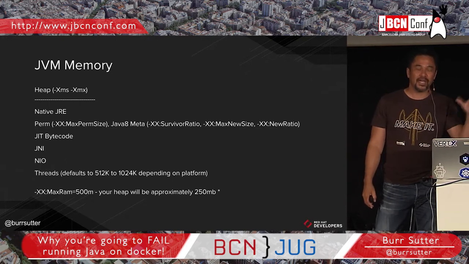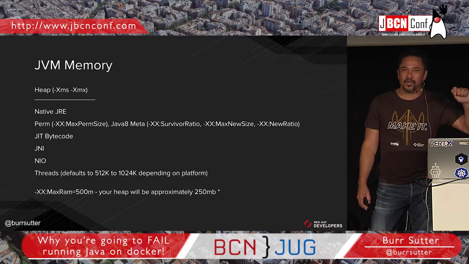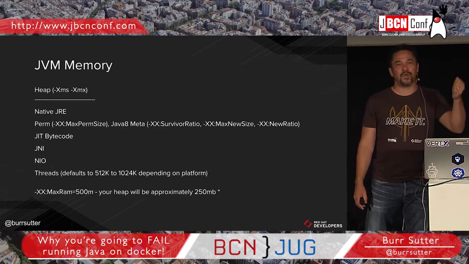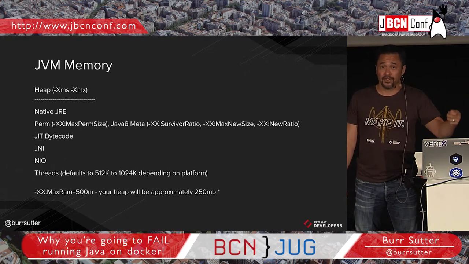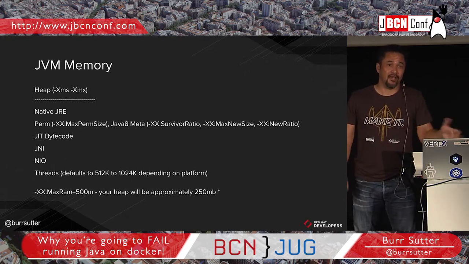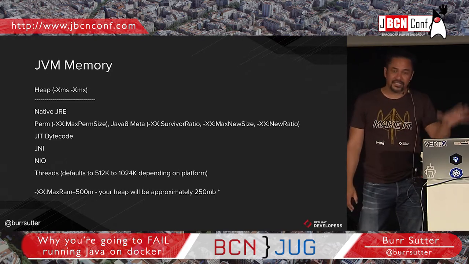Your just-in-time bytecode, and actually some that are kind of weird: if you use NIO, that's using native memory, and a lot of people don't realize they're using native memory. And that's calculated differently. It's off heap, right? So you've got to realize, oh, I use a lot of NIO. Well, it's not heap anymore. So these little things get you.